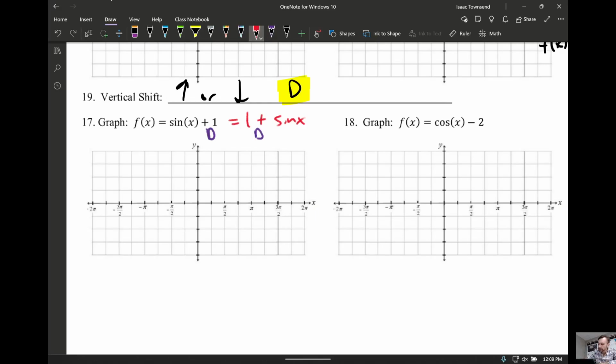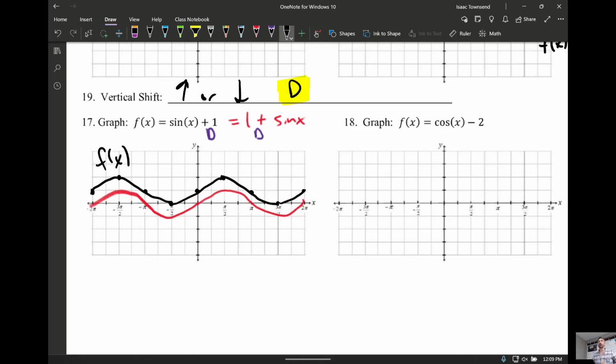So if you know what sine looks like, and you realize this plus 1 is a vertical shift up 1, you can just take all the points, shift them up 1, reconnect, and you're done. And once again, if you have both on the graph at the same time, it should look like a visual shift up 1. It should make sense.